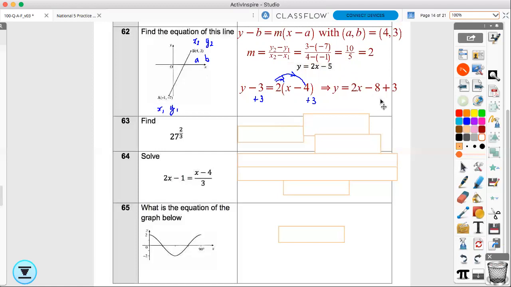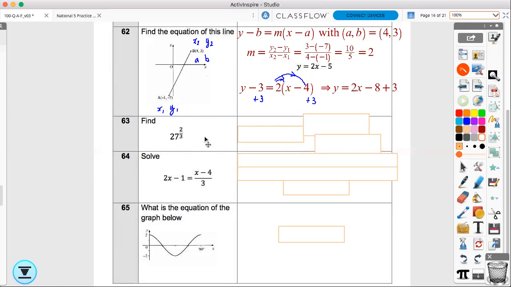So that would be worth quite a few marks. A mark for the gradient, a mark for knowing this is y minus b, and a mark for solving this. So that would be 3 marks, right up to 4 sometimes, but a minimum of 3 anyway.